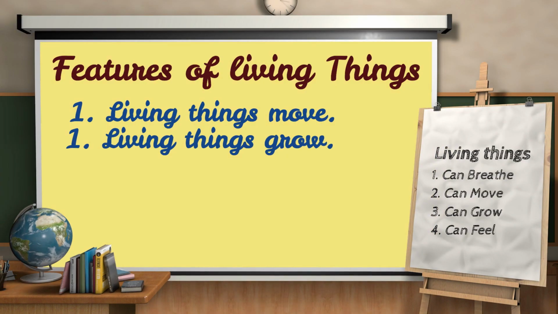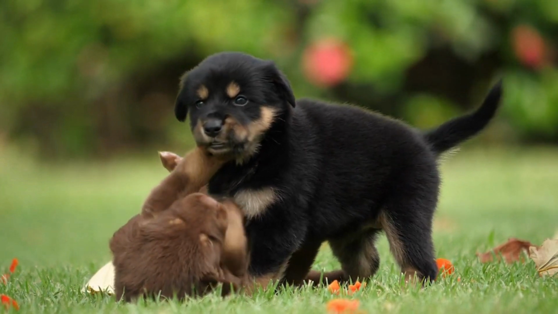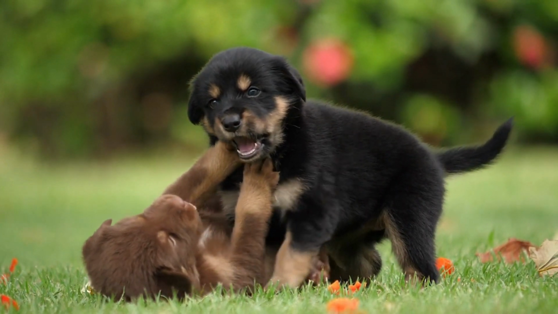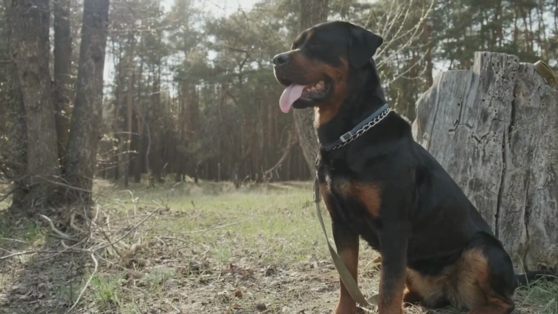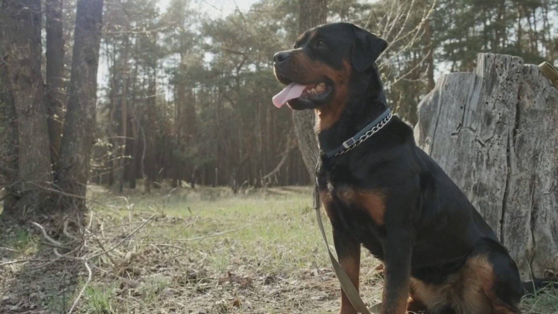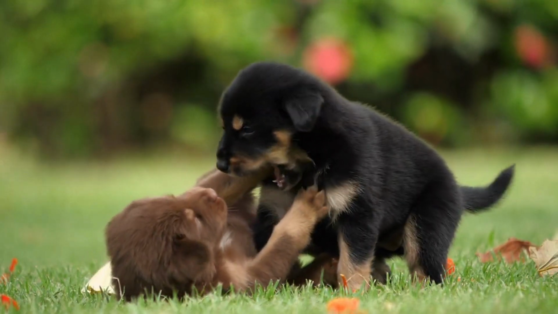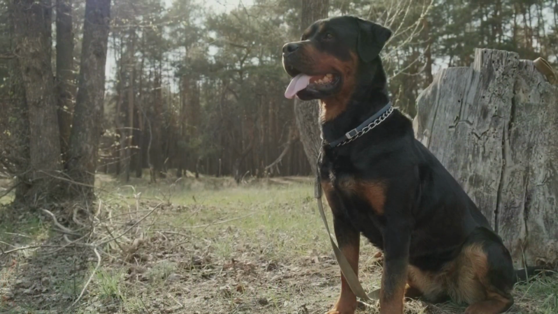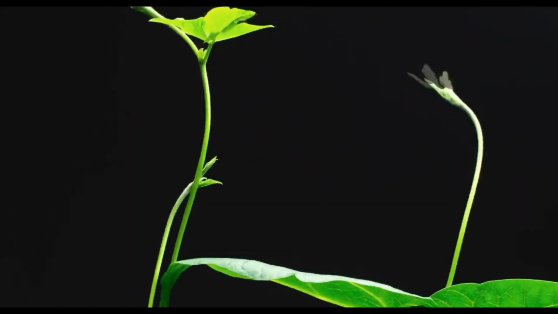Living things grow. All living things grow. They grow gradually, slowly from the time of their birth. When they grow, they become bigger in size. Are you of the same size or have you grown bigger since your birth? A baby grows first into a child and then into an adult. A kitten grows into a cat. A puppy grows into a dog. A plant grows from a seed to a young plant.